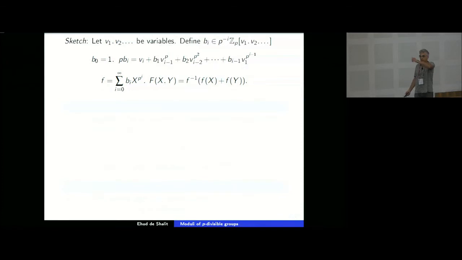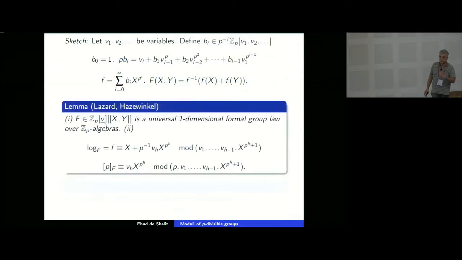But the funny thing, or the miracle that happens here, which is not such a miracle, is that despite the fact that you introduce denominators in these definitions, F has integral coefficients. Of course it involves the v's, but it is defined over Z_p[v]. And this is a theorem of Lazard and Hazewinkel, that it is a universal one-dimensional formal group law over Z_p-algebras, in the sense that any formal group law is isomorphic to one that is obtained as a specialization. Those that are obtained as specializations of this one are sometimes called p-typical ones. But the terminology is not so important. It's not that you get every formal group law, but up to isomorphism you get every formal group law.